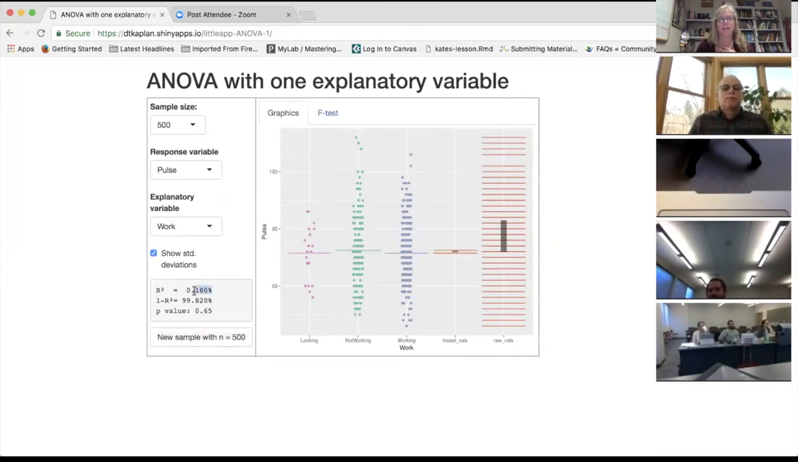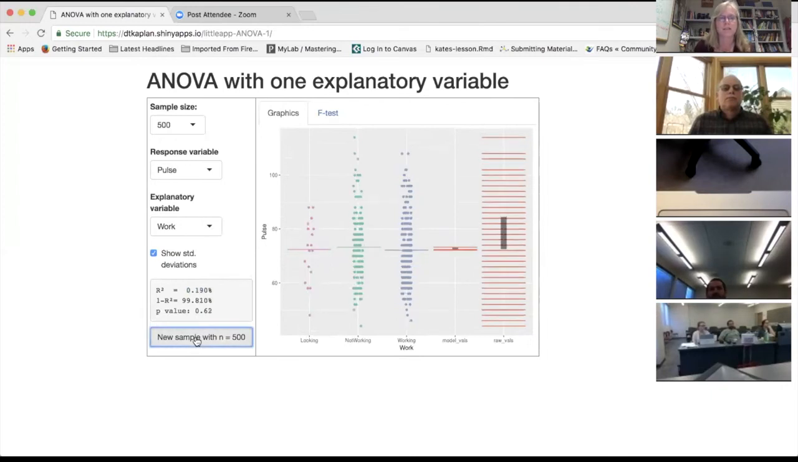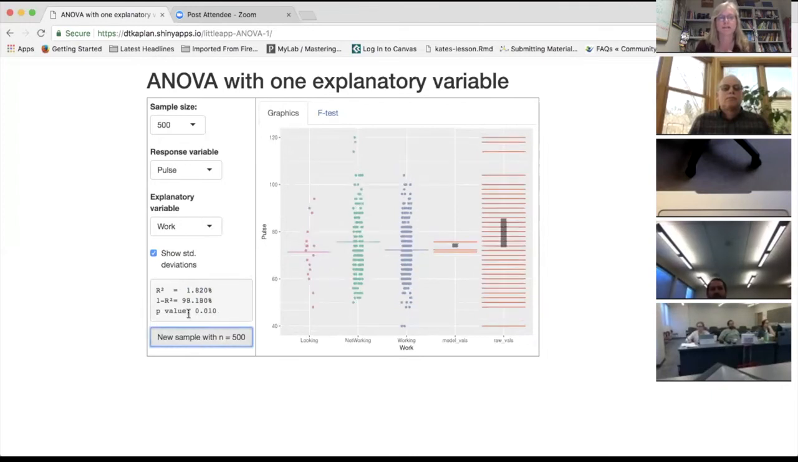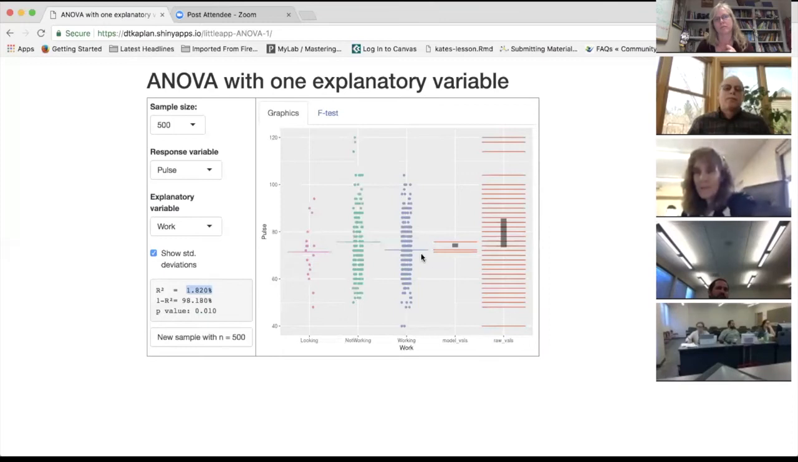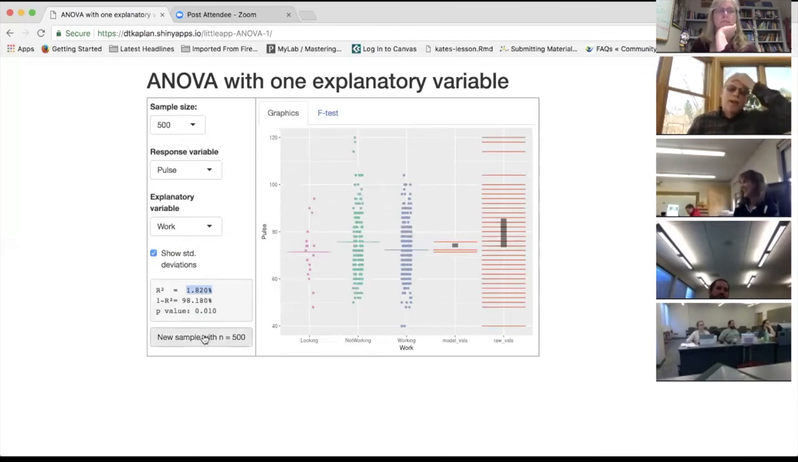And again, practically, let's get one that actually, so this one is statistically significant, but again, practically, it's only 1.82% of the variability in the model is explained by the model. So looking at this, not working people have a pulse rate about here, but there's not a lot of difference between the looking people. Just because somebody's not looking doesn't mean we can tell that their pulse rate's going to be higher or lower.